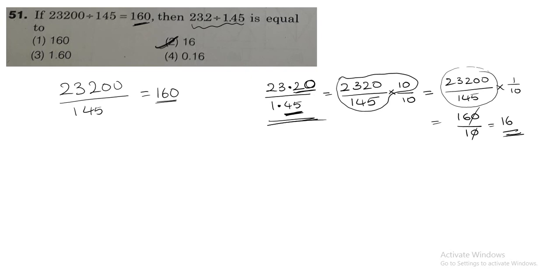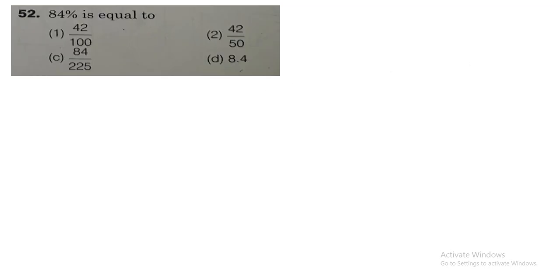Next, moving on to question number 52. What he has given: 84% is equal to. Always remember, whenever the percentage symbol is given and you want to remove it, simply divide with 100. When you divide with 100, there won't be any percentage symbol. So the answer is 84 by 100. In the options we don't have 84 by 100.